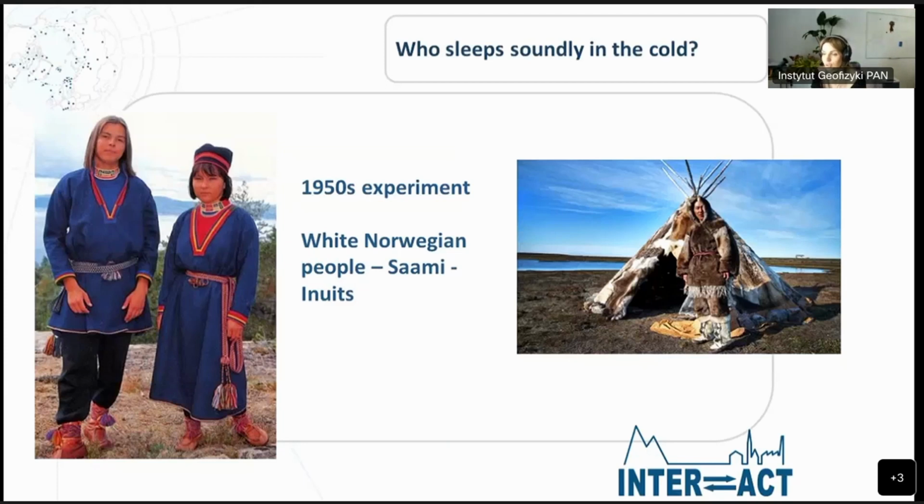So white Caucasian Norwegians, they were unaccustomed to this. So they did not take the experiment very well. They were shivering all the time. As a result, they had elevated metabolism. They had very chilled skin. So, and the indigenous inhabitants of the Arctic reacted differently.